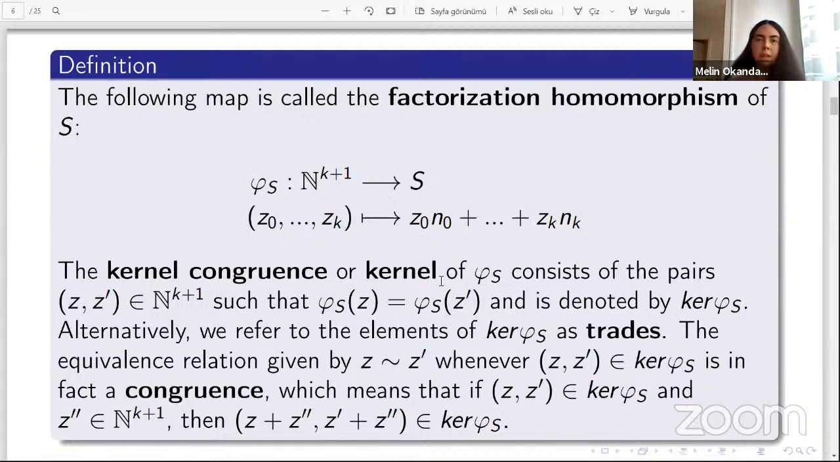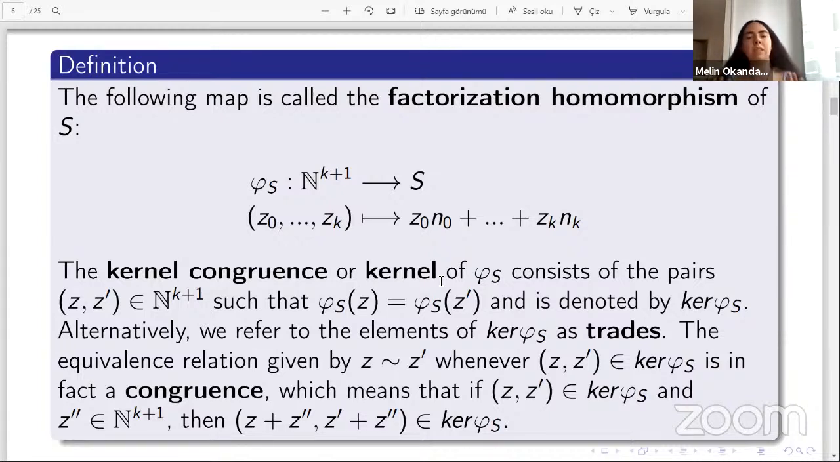Well, what does this mean? This actually means that these two factorizations give the same element. We referred to them before as traits. So actually the kernel is a collection of the traits. We are collecting the traits in a set called the kernel. So okay, how is this a congruence? Well, first of all, we can define an equivalence relation on these factorizations. We will say z is related to z prime whenever the pair z, z prime is a trait, so it is in the kernel.